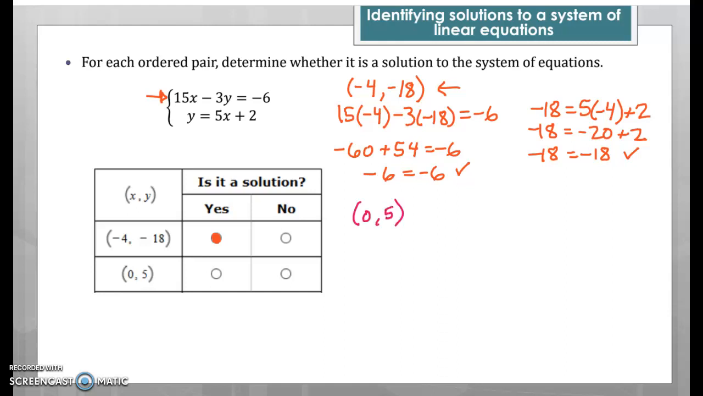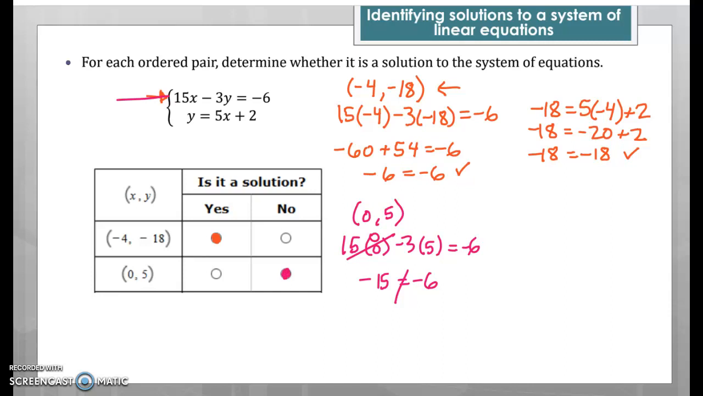So for this first one, to see if it lies on the first line, we'll go 15 times 0 minus 3 times 5. Is that equal to -6? Well, this goes to 0, so we end up getting -15 equals -6. The left-hand side does not equal the right-hand side, so 0, 5 is not going to land on this first line, which means it is not going to be a solution for our system of equations.